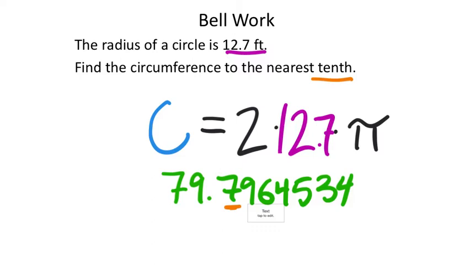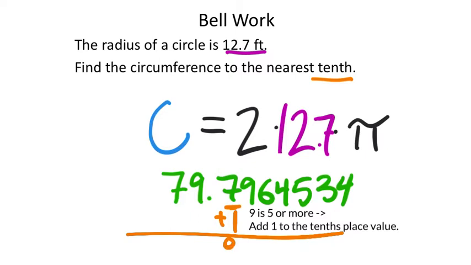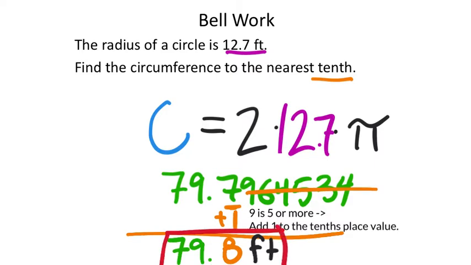Since the number immediately to its right is 9, and 9 is 5 or more, this means that we'll add 1 to the tenths place value. So I got my 7. We're going to add 1 to that, and this will be my new value. That'll be 8. Of course, everything else just goes away there, so I end up with 79.8. And then the last thing I'll do here is just label this in feet. So I end with 79.8 feet.